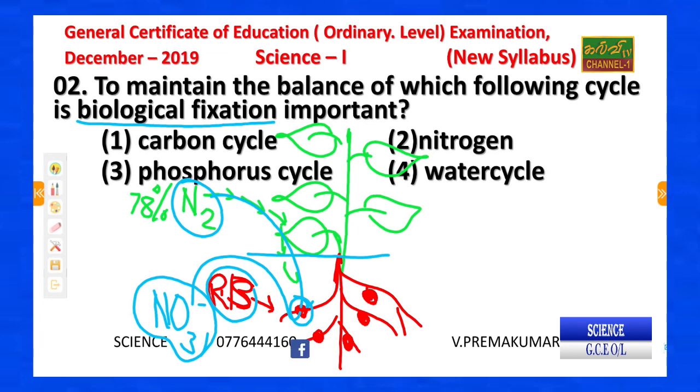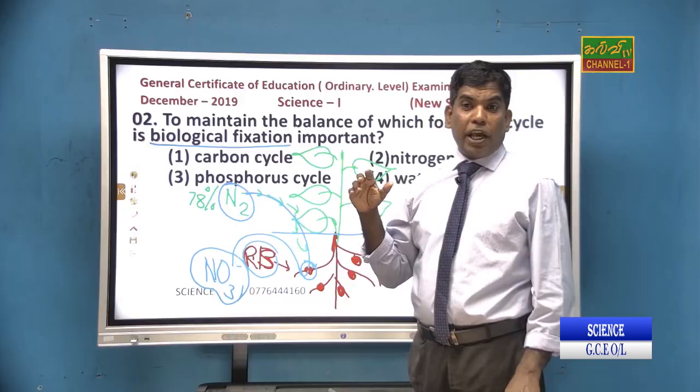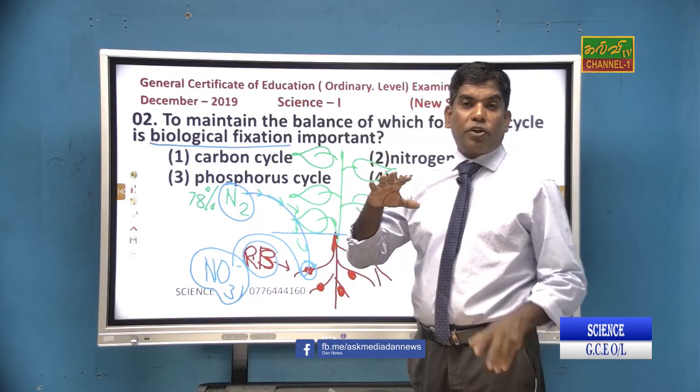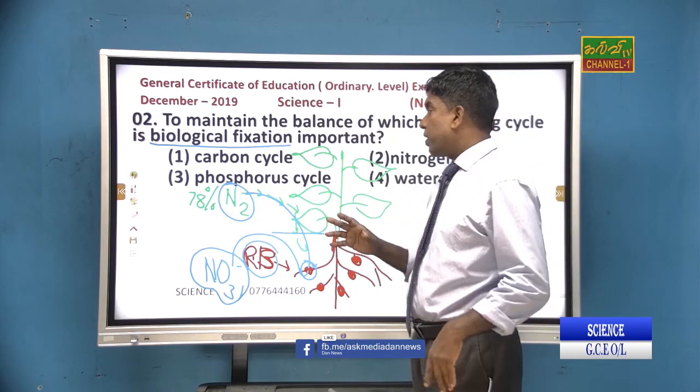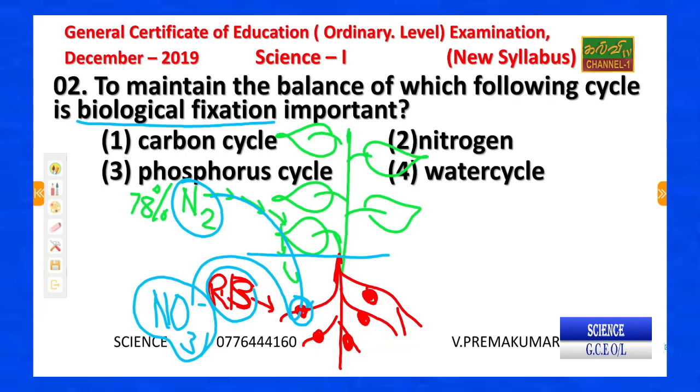Actually, rhizobium bacteria and acetobacter are the kind of bacteria involved in these cycles, right? Every cycle is important for what? To maintain the balance. Okay? Right. We will go to the next question.